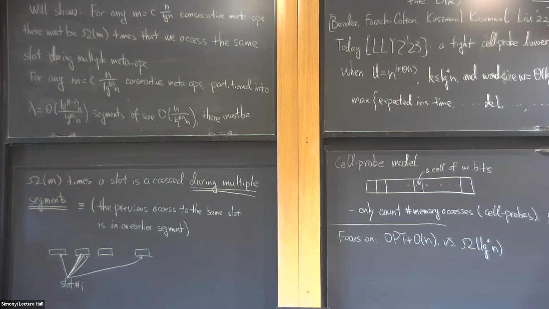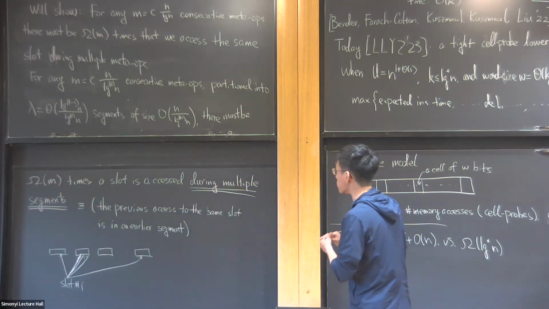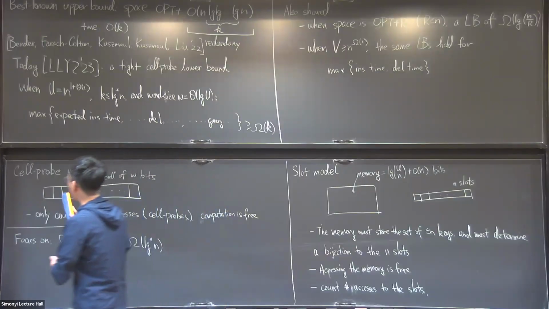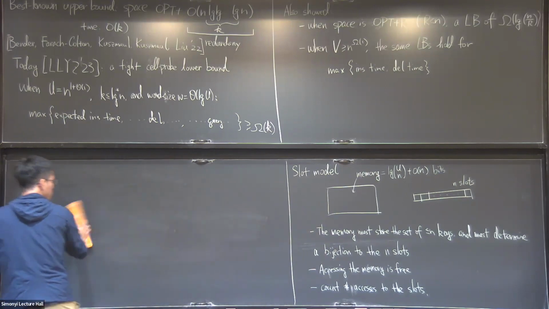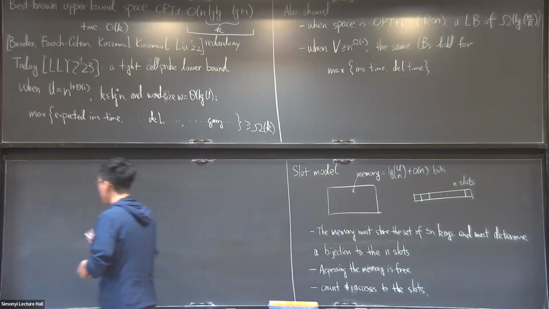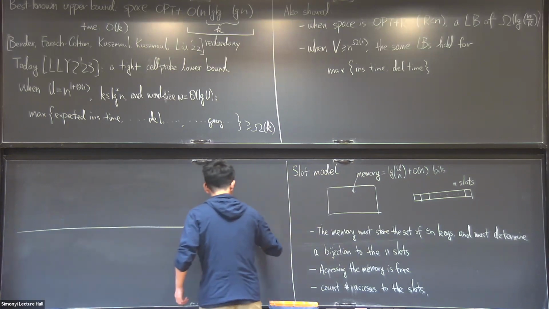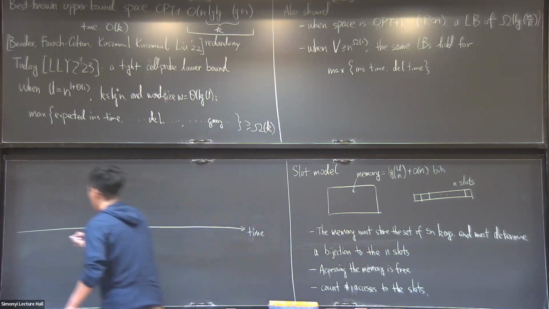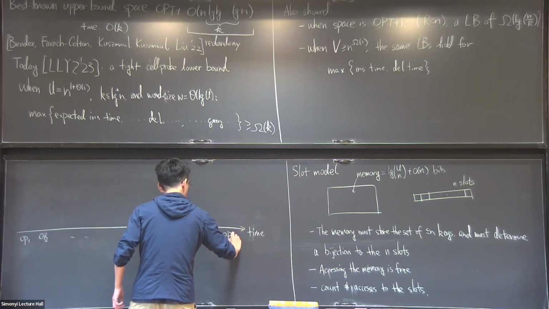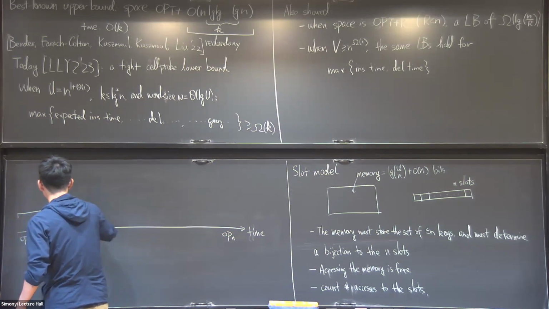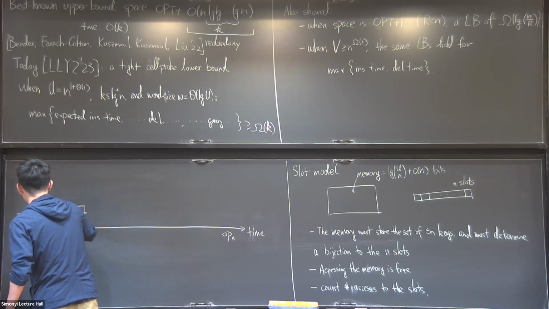Okay. So I will claim that this statement already implies the log star of n lower bound in the slot model, by roughly the same calculation as for the upper bound. Let me briefly say why this is true. The idea is that we look at the sequence of n operations. This is the time. Then we have the first operation, second operation, and so on. We group the first n over log n operations into the first group.